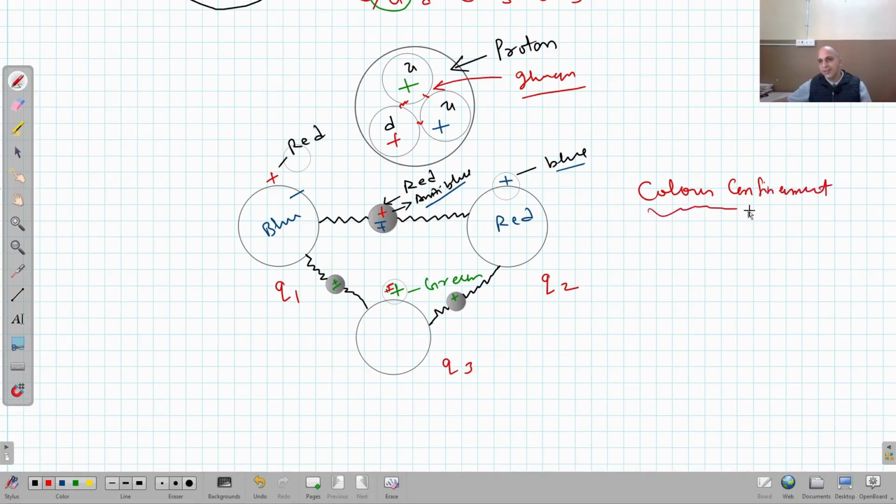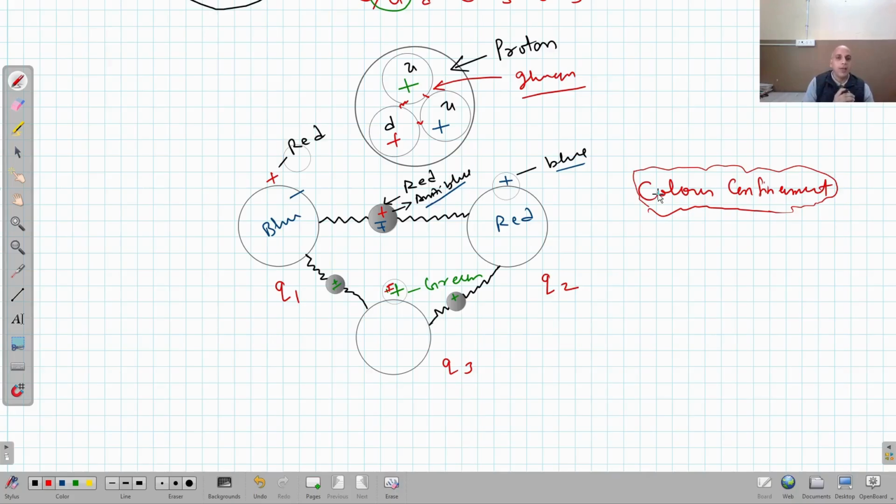So I was saying that if I want to separate these three quarks away from each other, then it is not possible. An isolated quark can never exist in nature, right? It always exists either in the form of three quarks bonded together, or two quarks bonded together with each other. This is called color confinement.